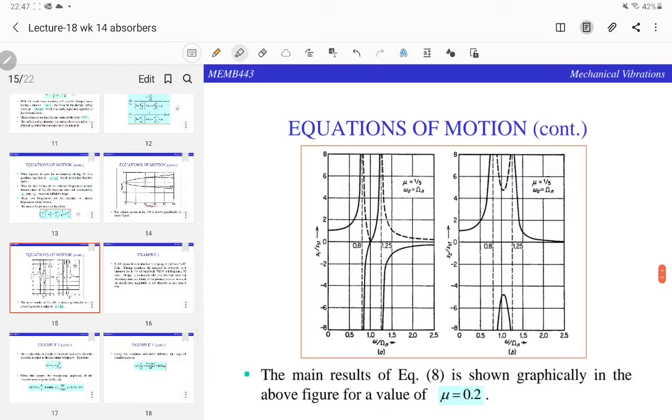So this figure shows the main results of equation 8 shown graphically when you have mu equals 0.2. It's just showing that at different mu, you're going to have slightly different distance. You can see here, for example, figure A and figure B, where under the same mu you have different gaps. Basically, the gaps here are different.